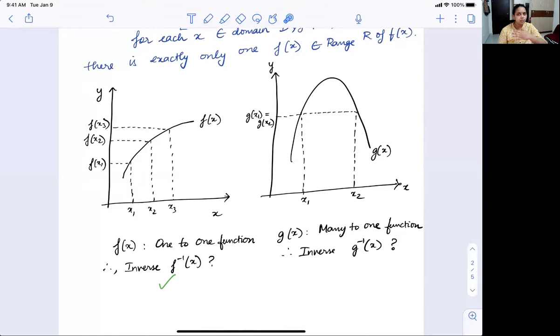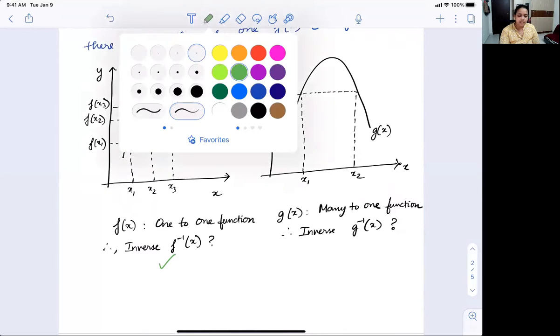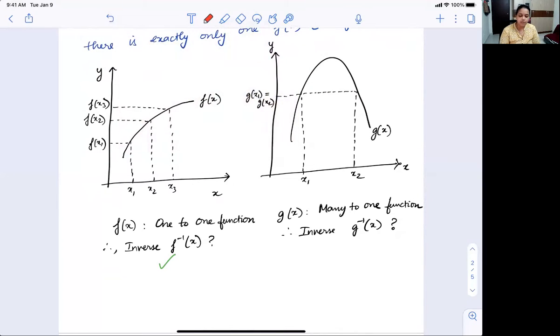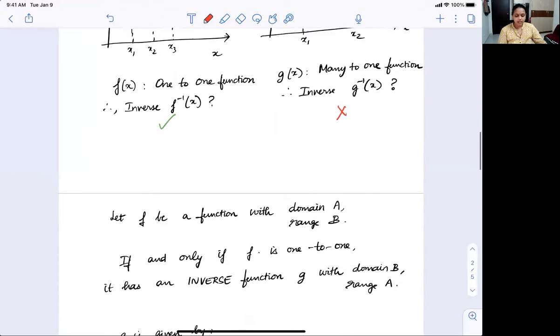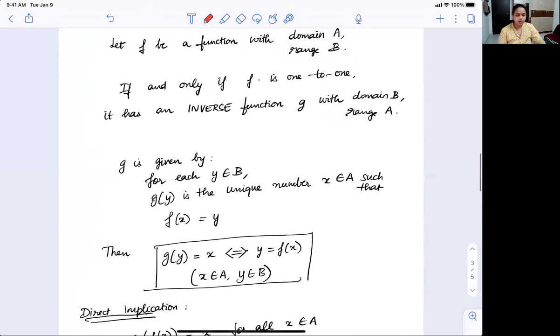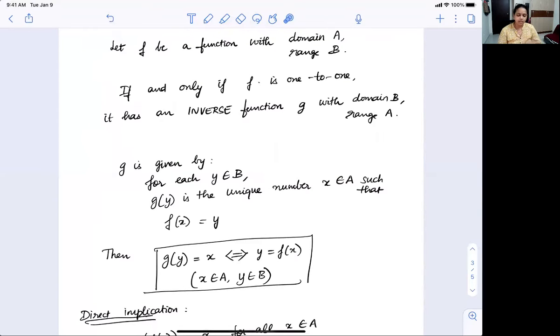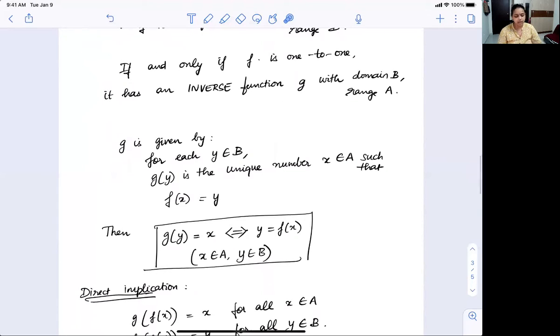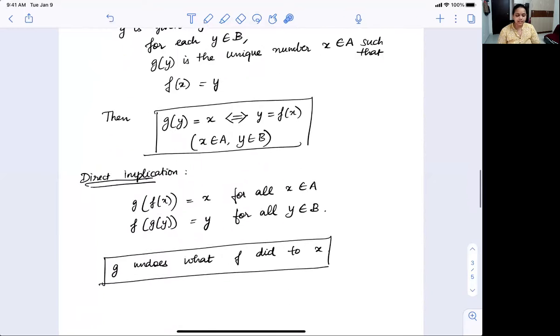Now, can this have an inverse? It cannot, because there is one particular output which has more than one input. So for this case, a many-to-one function, an inverse cannot exist. This portion is just a very fancy, technical way of describing inverse functions. Please do review that in the text.